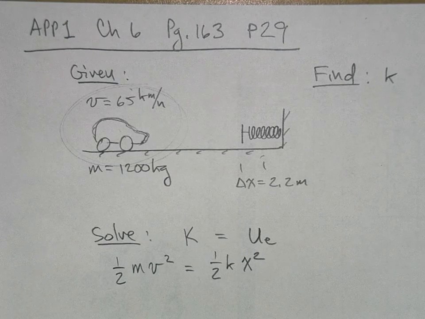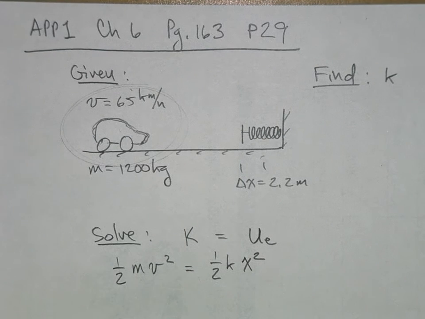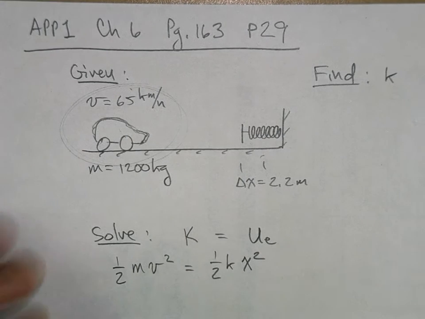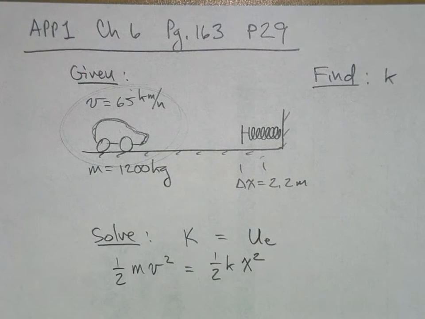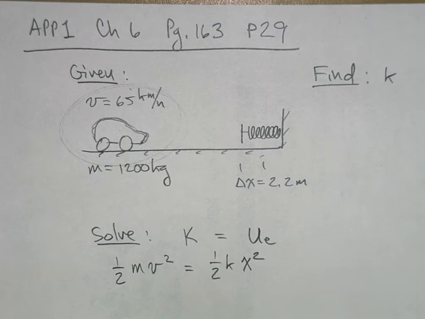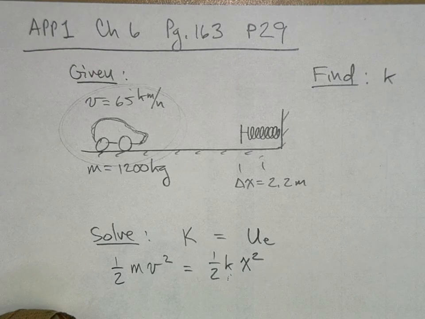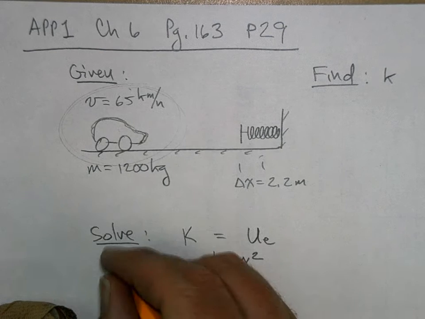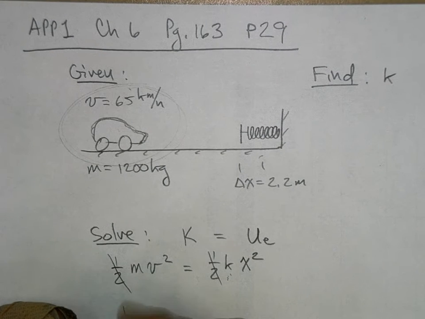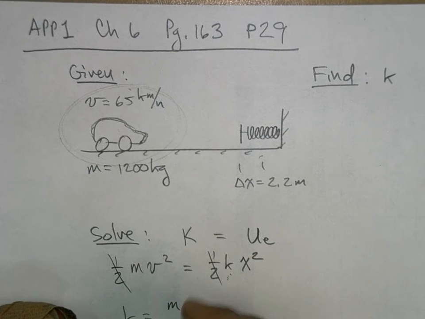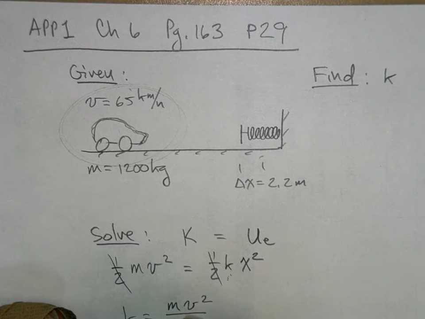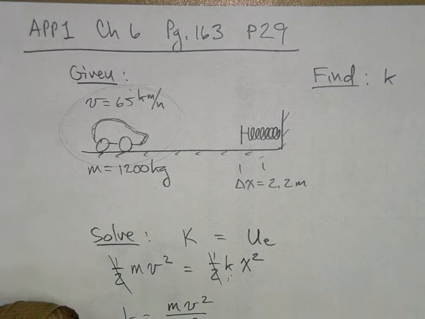Now, when I was looking at the way you guys solve this problem, some of you are using mgh or something like that. Now, it's the wrong kind of potential energy. That's gravitational potential energy. You want to use this because this is the energy absorbed by the spring, and this also has the unknown in it. What we're trying to find is the spring constant, k. So I can solve for k. Well, first of all, the 1/2 cancels out. And so k is going to be equal to mv squared over x squared. Oops, off screen.